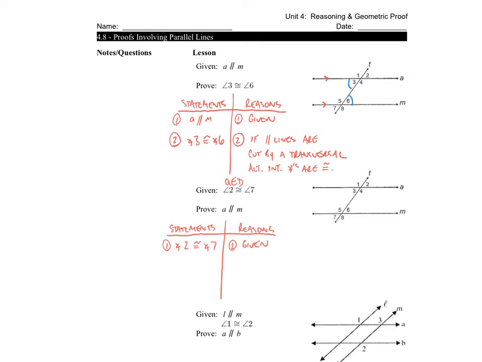Now the proof below it, the second proof, is sort of the reverse, right? So you've been given that angle 2 and angle 7 are congruent. And based on that, I'm asked to prove that these 2 lines are parallel lines. And this is the point of this lesson, right? It's that I can do this now. So I can say that line A is parallel to line M, and my reason is the reverse of that reason that I just gave.